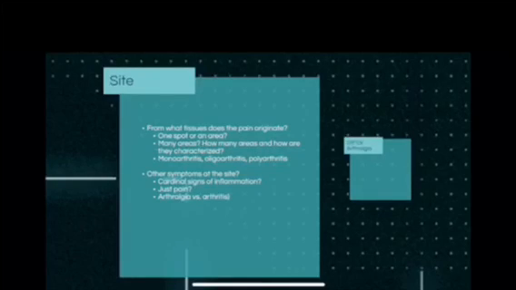And, are there other symptoms at the site? So not just pain, but do they show any of the cardinal signs of inflammation? By which I mean rubor, calor, we already talked about dolor, that's pain, and tumor, swelling. So do they have redness, swelling, heat, or warmth at that spot in addition to pain? That would indicate an inflammatory or an infectious condition.